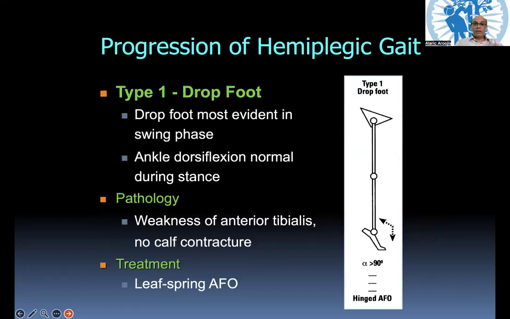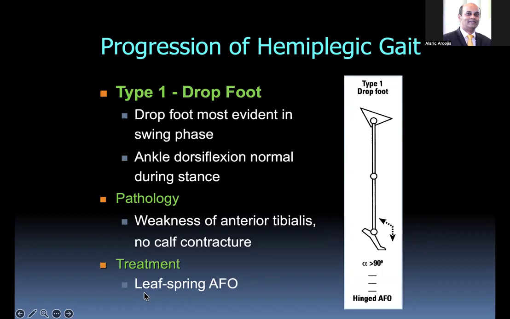So if you look at the Winters and Gage type 1, this is typically what we call a drop foot gait pattern. And this is most evident in the swing phase. And during stance, they're usually normal. Here, the problem with the pathology is in the weakness of the tibialis anterior. They don't generally have any calf contracture. And the reason why this is important is because when you look at the treatment point of view, you just have to support them in swing. They are quite stable in stance.